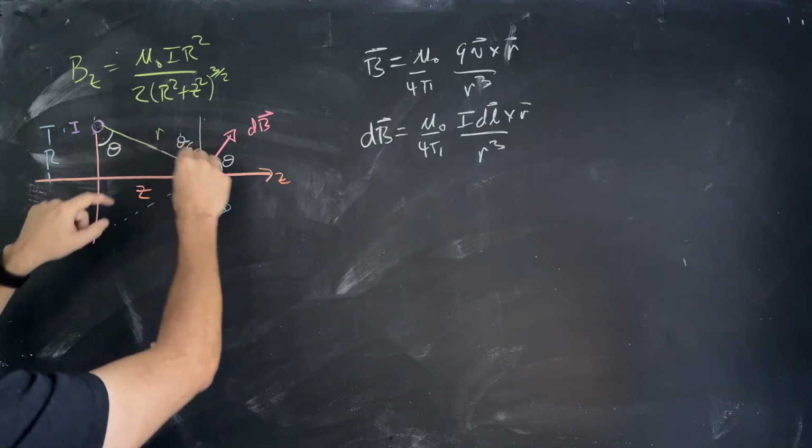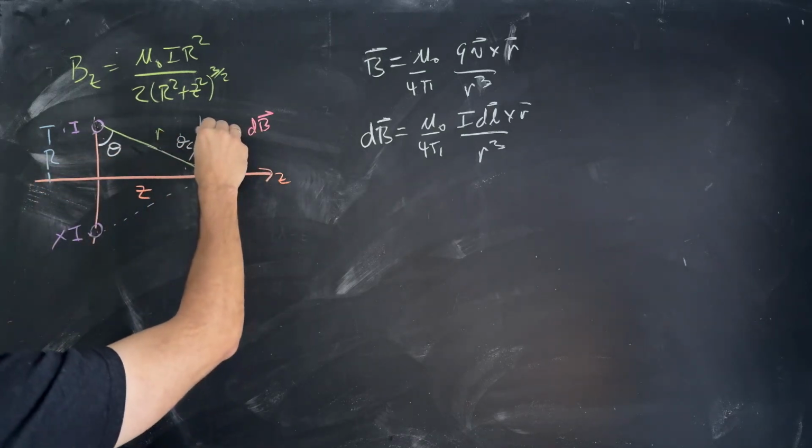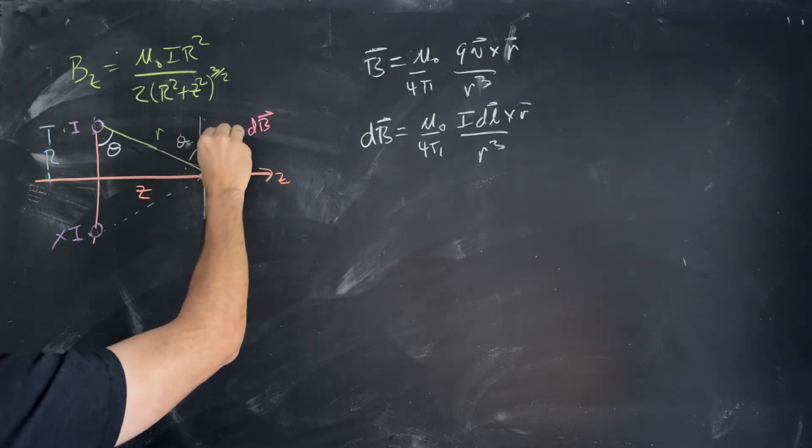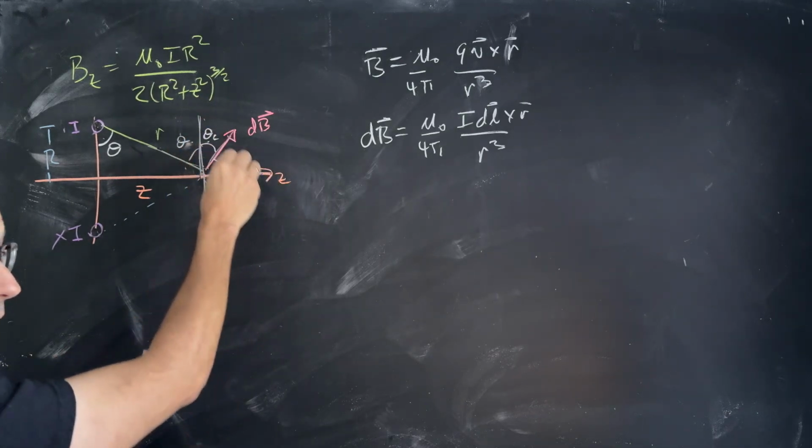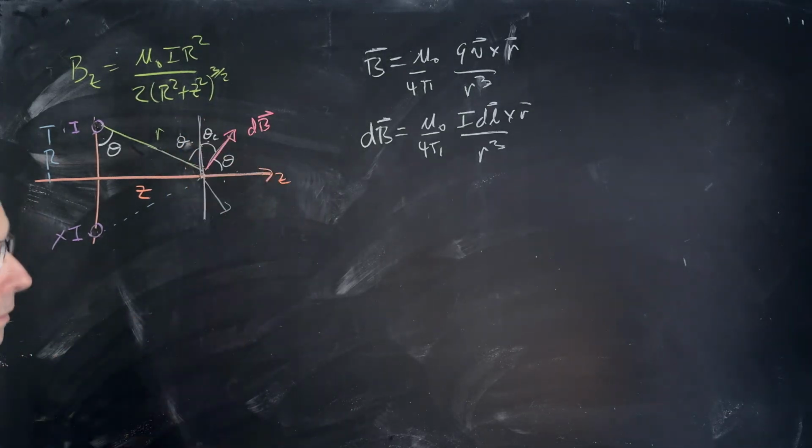And so now I have a right triangle. So that's theta. So this is theta sub c, the complement. Now I have another right triangle. So that's the complement of theta. That's the complement of the complement, which is theta.